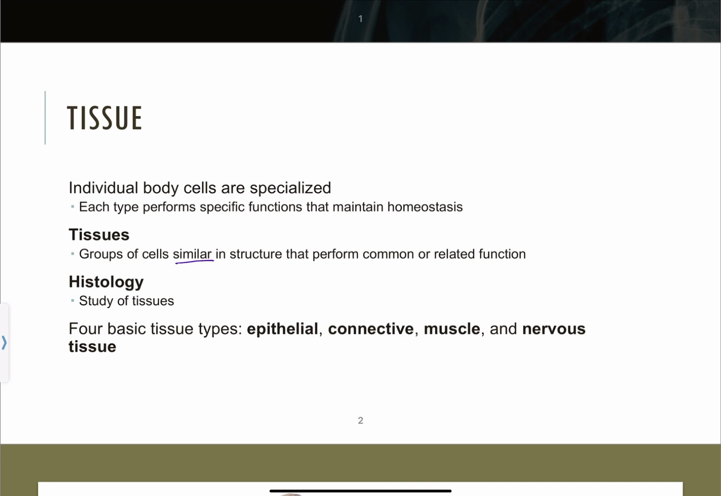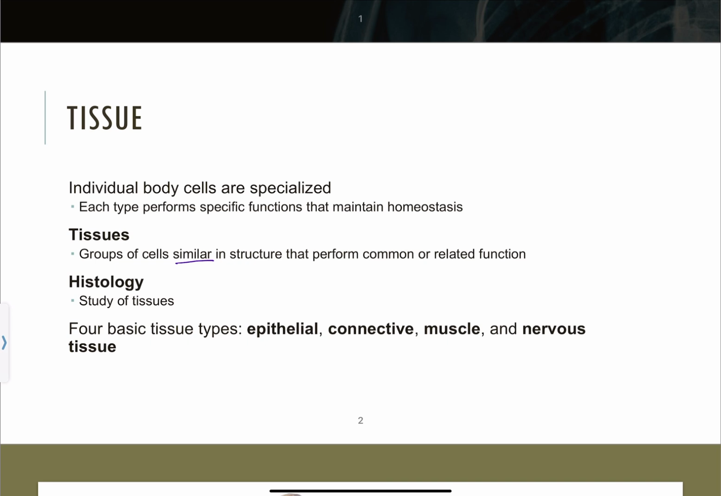For example, if we're talking about a skeletal muscle cell, that's very different and specialized for muscle contraction compared to a liver cell. And each type is going to perform specific functions that help maintain homeostasis throughout our entire body. When you talk about studying tissues, that's called histology. So your entire second lab exam is on histology, looking at, studying, and identifying the tissues.